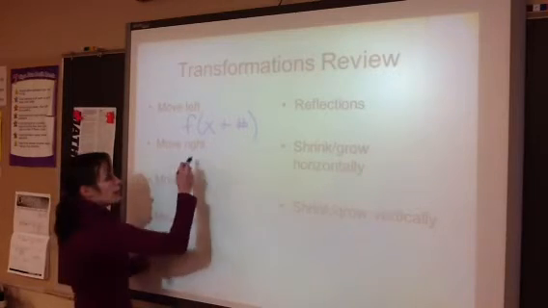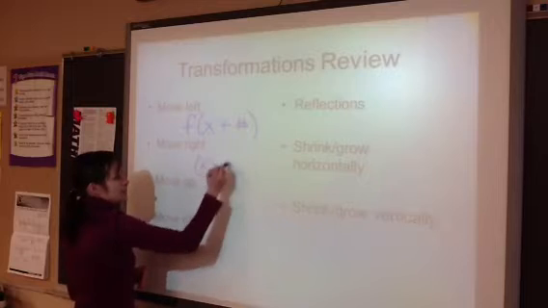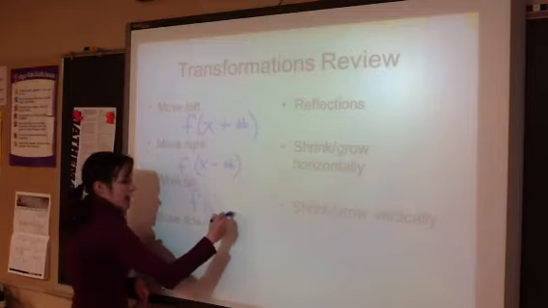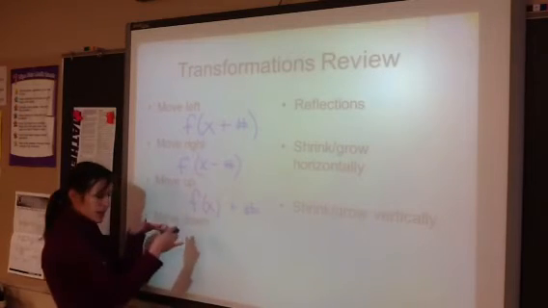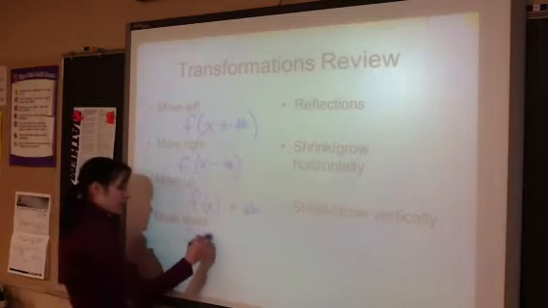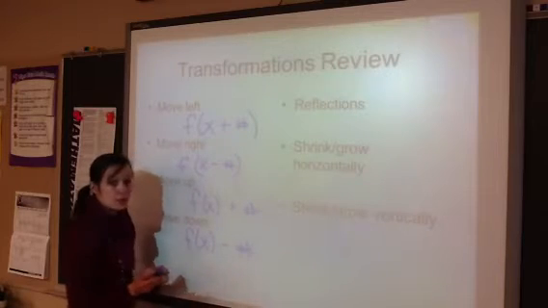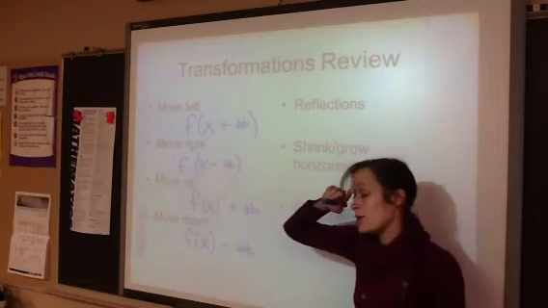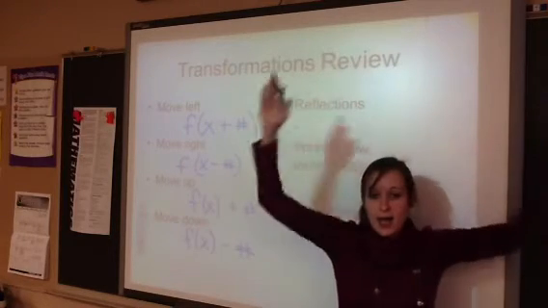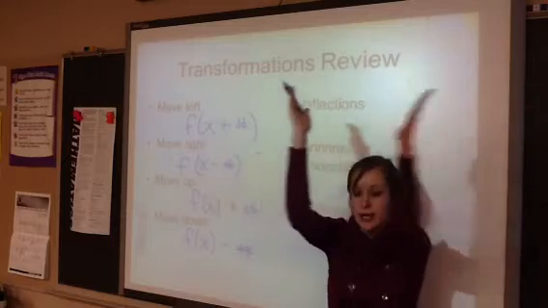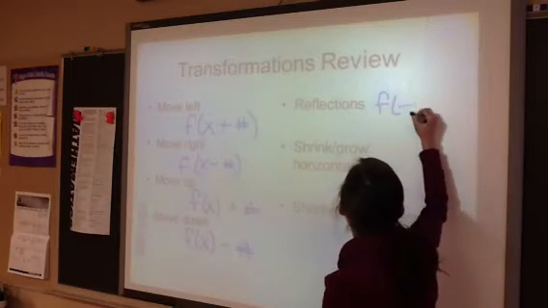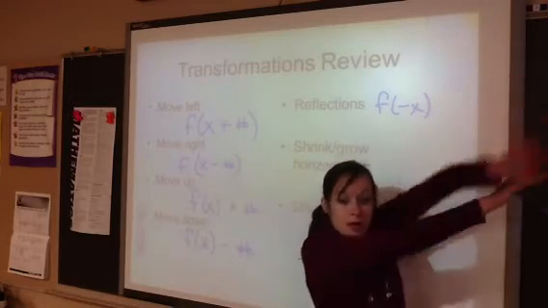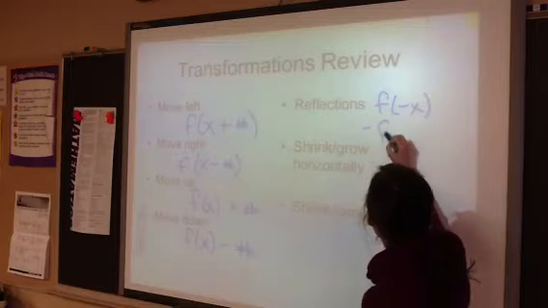To move to the right, we're going to have x minus a number. To move up, we're going to have our function and plus a number outside, not with the x. To move down, we're going to have minus a number. This is all review, so I'm going kind of quick. For reflections, if it reflects over the y-axis, that means you put in negative x. If it flips over the x-axis, that means you have negative y.